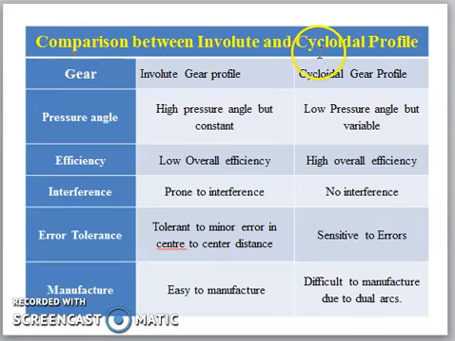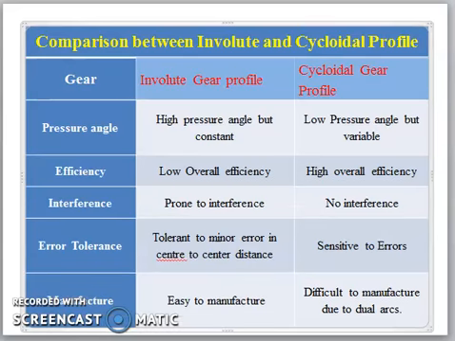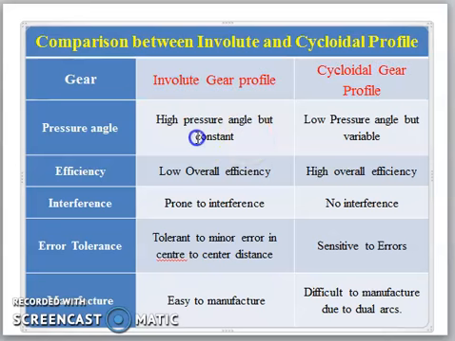This question was asked in the December 2019 question paper for 6 marks. We have two gear profiles: the involute gear profile and the cycloidal gear profile. The involute gear profile has a high pressure angle, but it is constant, whereas the cycloidal profile has a low pressure angle but it is variable. This is the main difference between involute and cycloidal gears.